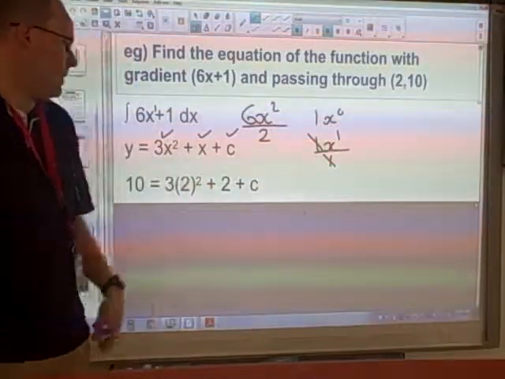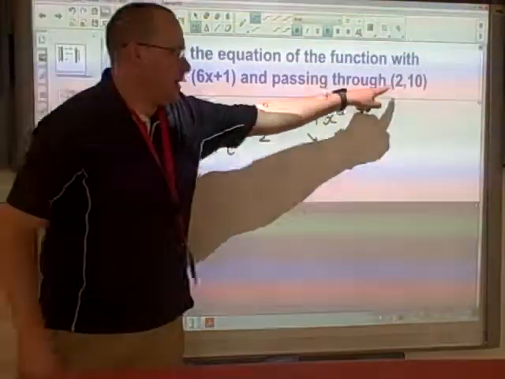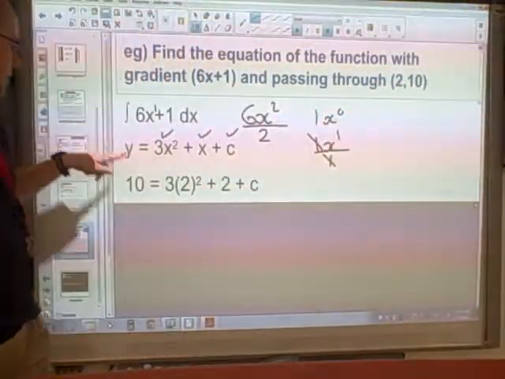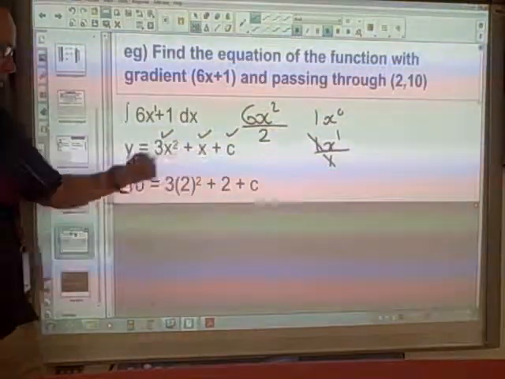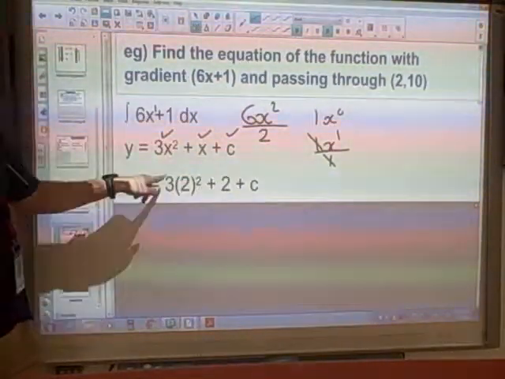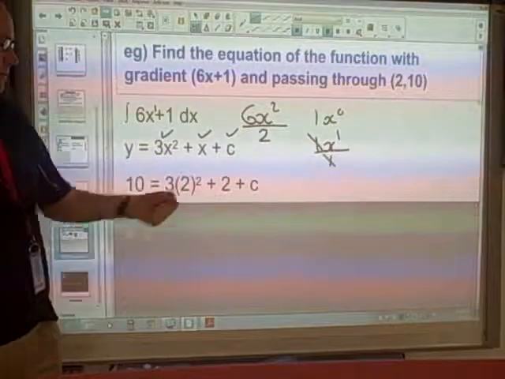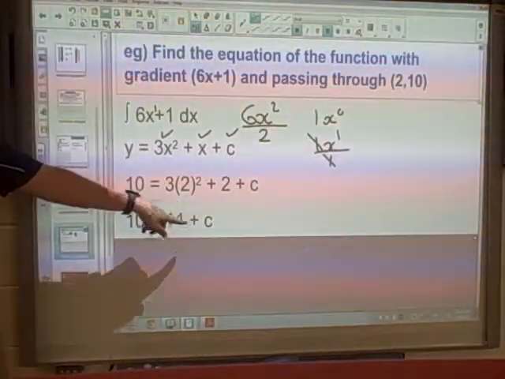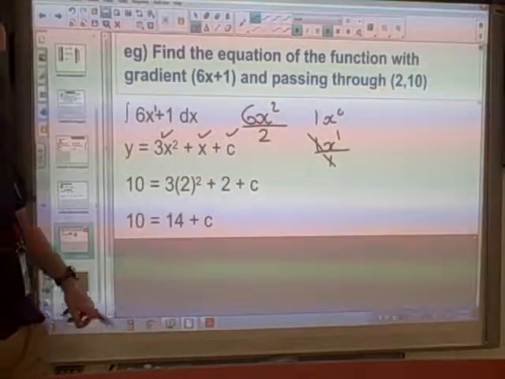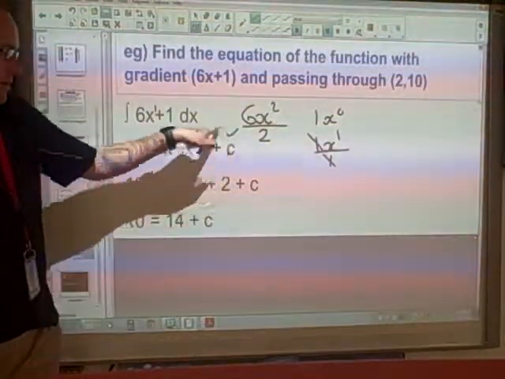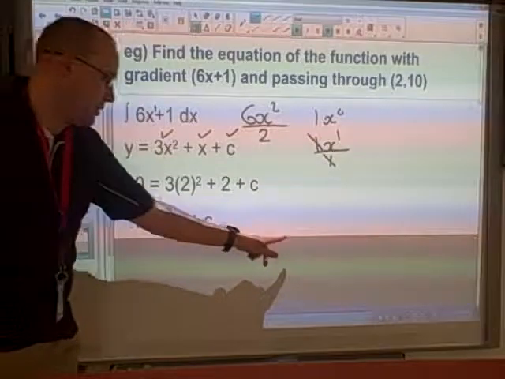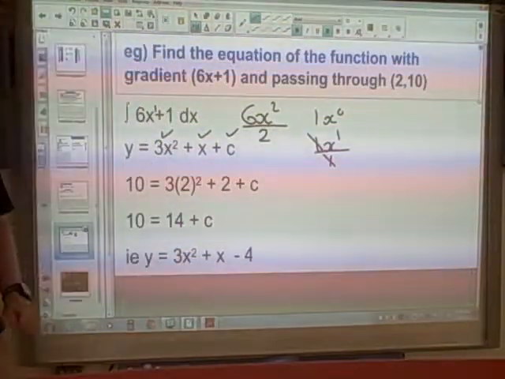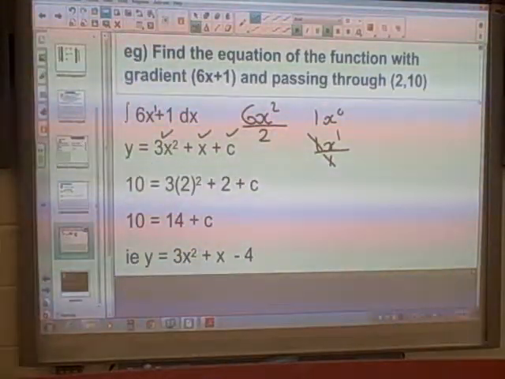But this time we can find out what c is. We're told what x is, and we're told what y is. So if we substitute those values into this formula, and then start to evaluate this, 3 times 2 squared is 12, plus 2 is 14. Then we can solve this equation for c. So c is going to equal negative 4, and then now we can plug this back into here to say what our equation is actually going to be. So 3x squared plus x minus 4.